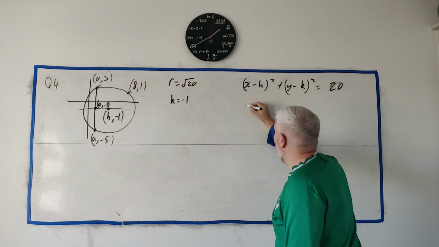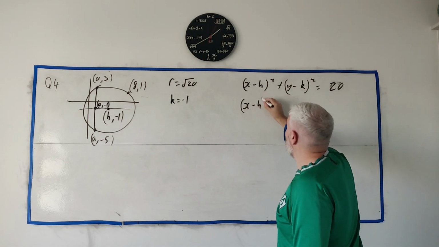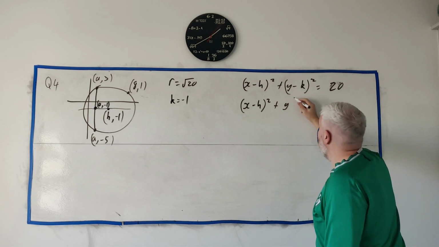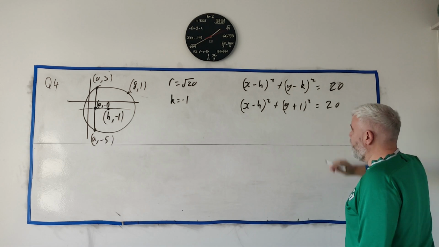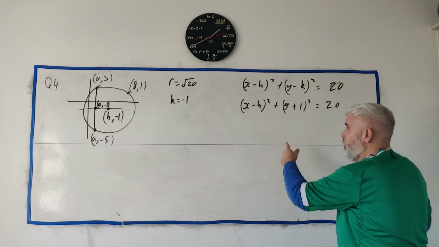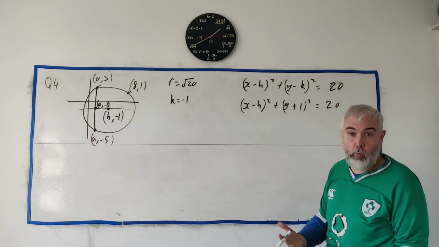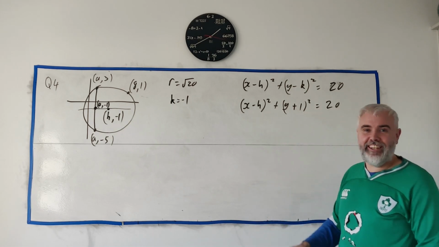Let me write this equation again. (x minus h) squared plus (y plus 1) squared is equal to 20. There's only one unknown in this equation. Sorry, we don't know x and y, but we don't want to know x and y. We want them in our answer.